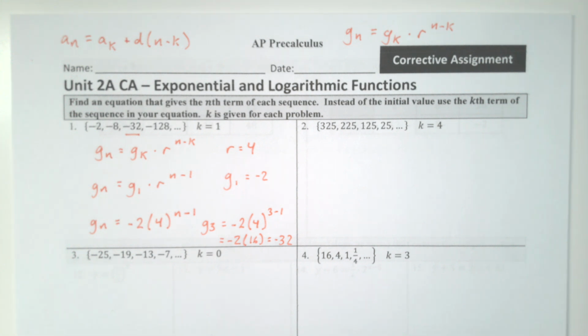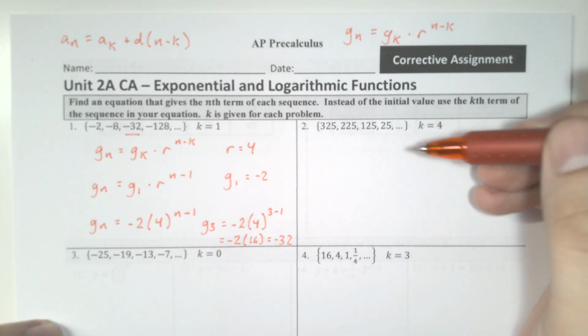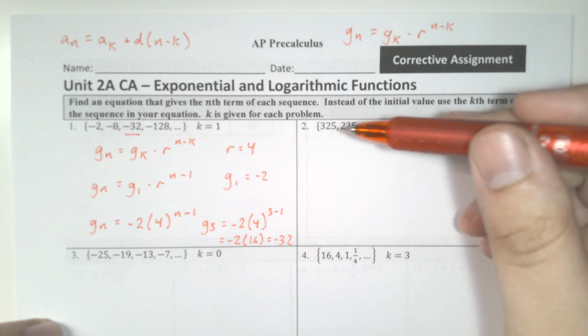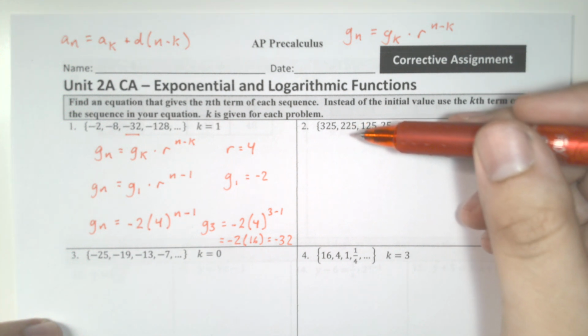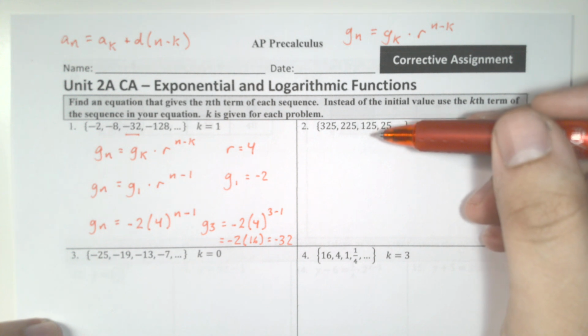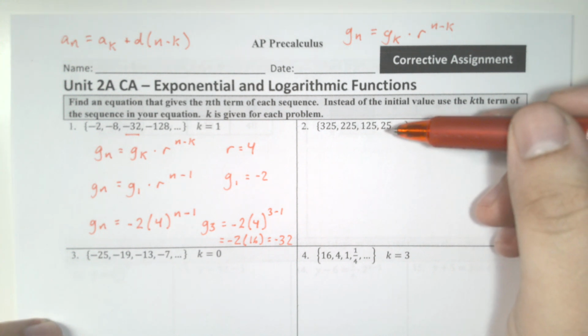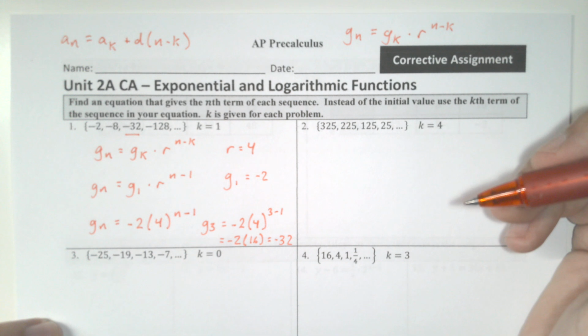Okay, so now what about number 2? We want to see, is the sequence arithmetic or geometric? So if we go from 325 to 225, by addition, that would be subtracting 100. And then 225 to 125 is also subtracting 100. So we know that this is arithmetic. We don't even need to check if this is geometric. It's either going to be one or the other.